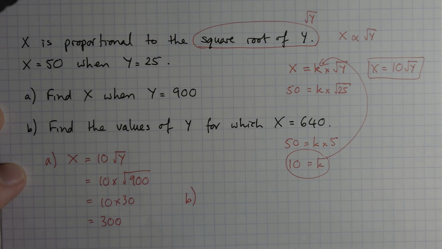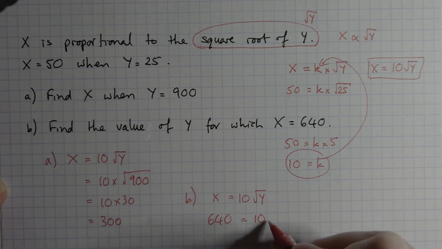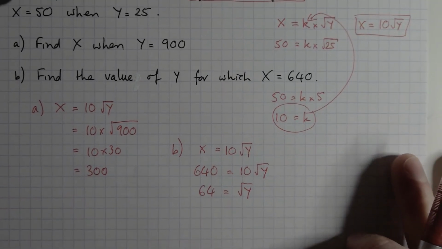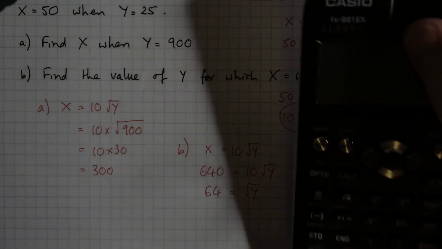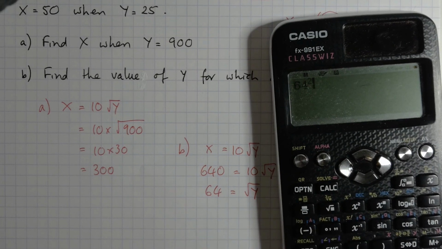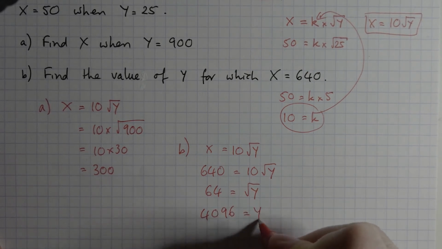For part B, let's substitute what we know. We've got that X is 640, equals 10 root Y. I can divide both sides by 10 to get that 64 is the square root of Y. And be careful, don't square root this again. Don't say the answer is 8 or minus 8 or something like that. To finish this off, to get Y on its own, you need to square both sides. I'll use my calculator to help me there. So 64 squared is 4096. And I'm done.